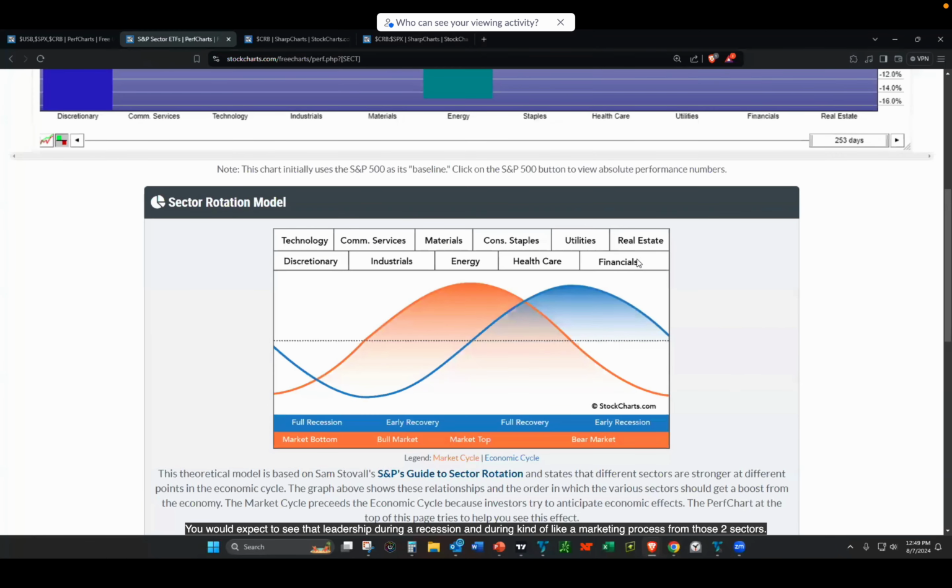Which is kind of interesting because you would expect to see that leadership during a recession and during a market bottoming process from those two sectors. And again, even though the economy may have slowed down with inflation and things of that nature, consumer discretionary is certainly not as strong as what it had been in the past. We haven't seen GDP turn negative, right? So I can't really say that we're in a recession.